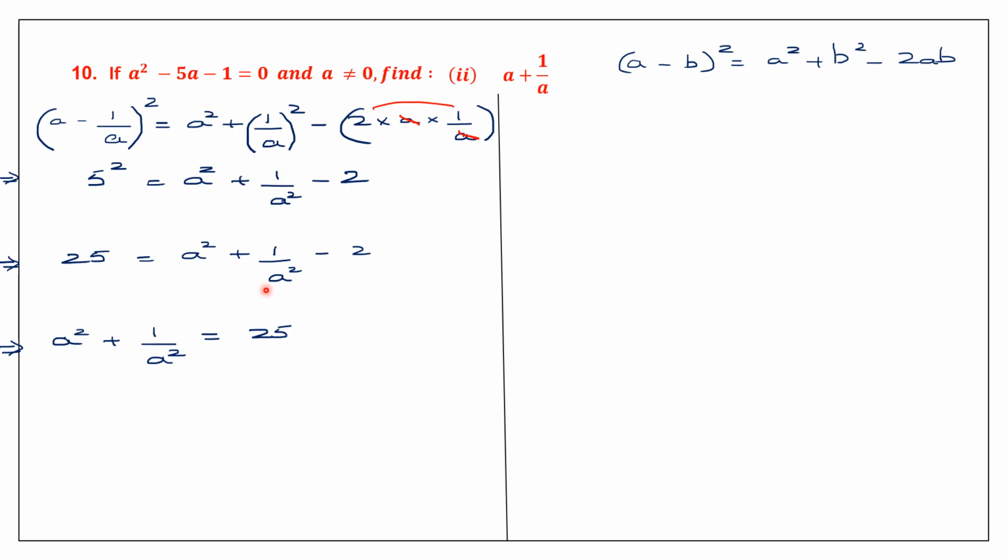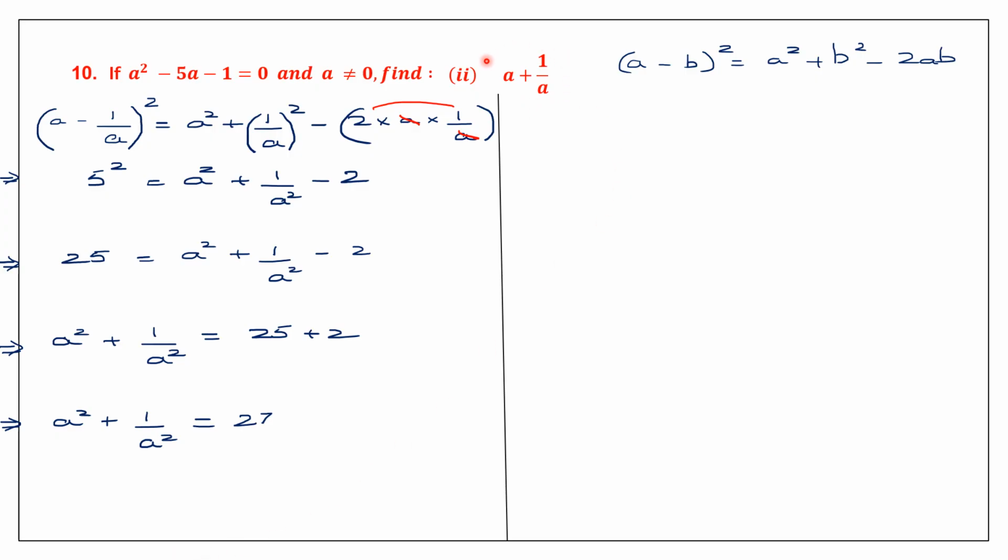Now here we have minus 2, which we are going to put along with 25. So that becomes plus 2. So now we have the value of a square plus 1 by a square, and that is 27. Now this we're going to make use of in the next part of our sum.